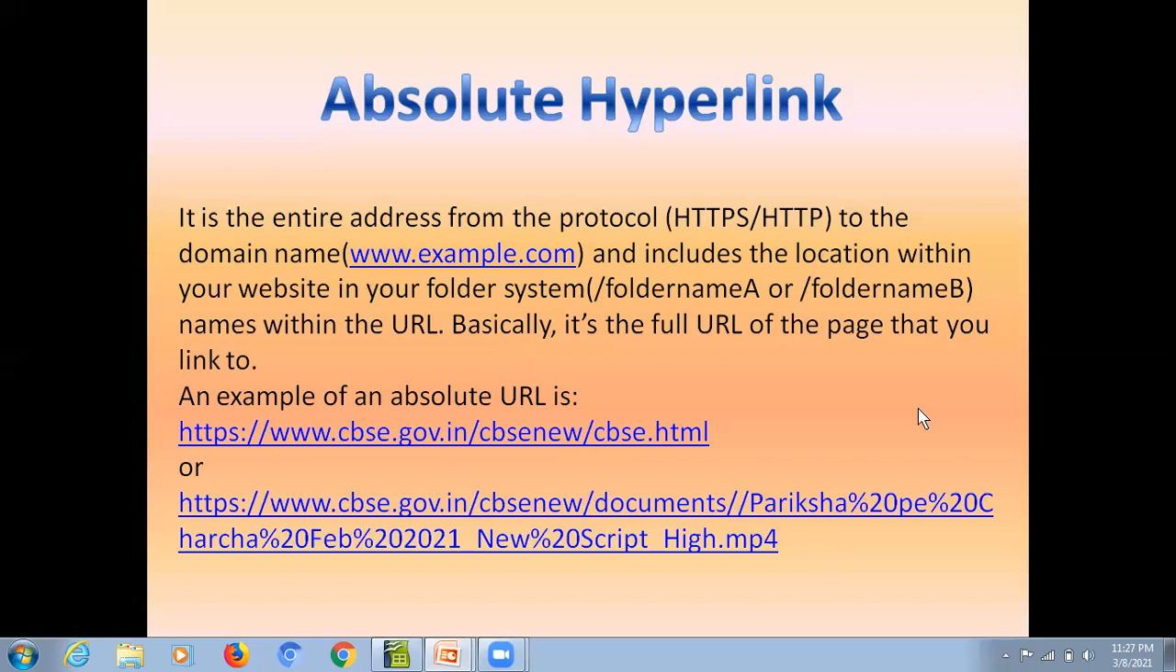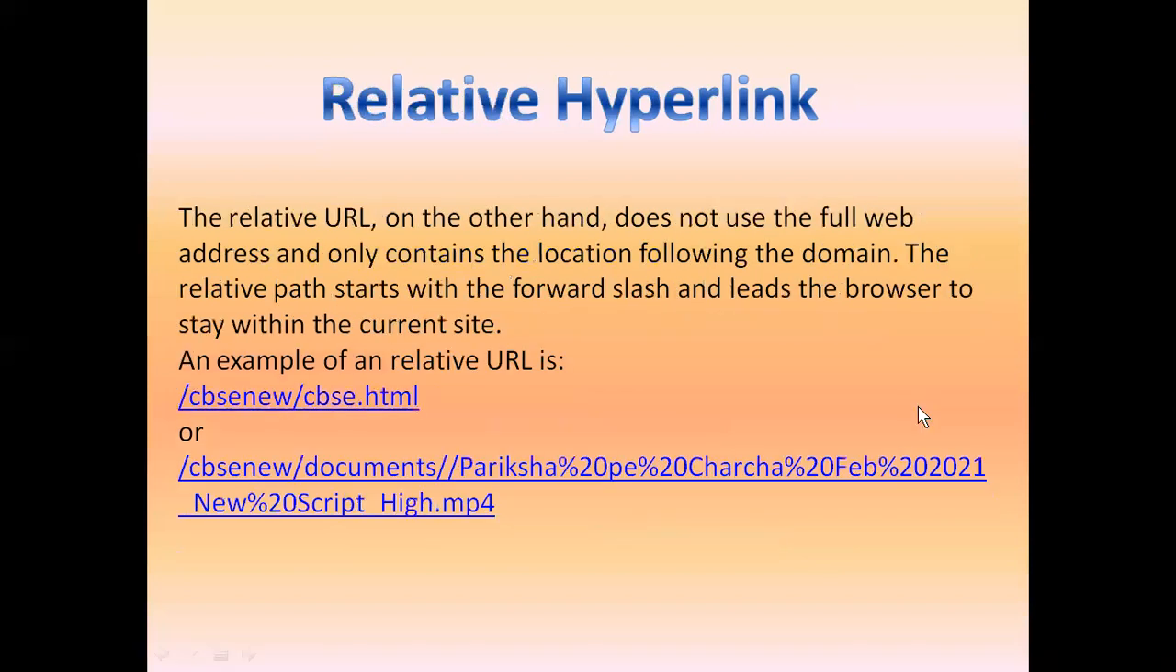Now, what is the difference between the absolute hyperlink and relative hyperlink? A relative hyperlink, the relative URL, on the other hand, does not use the full web address. That means you do not require www, like you do not require https://www.youtube.com/. So you do not require that part.